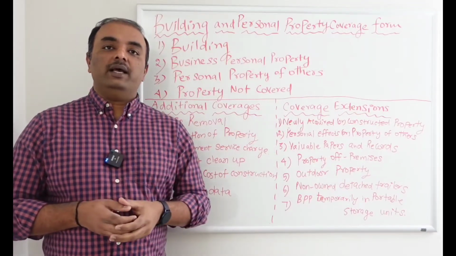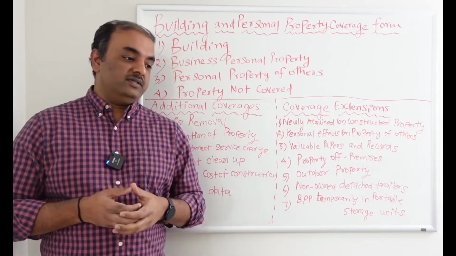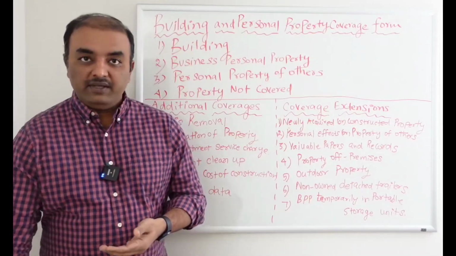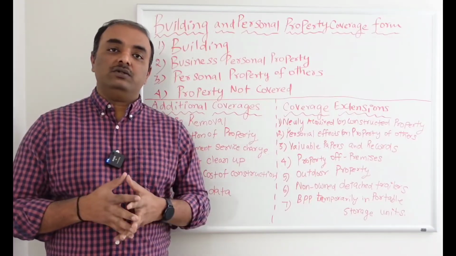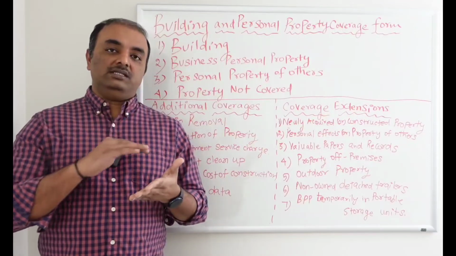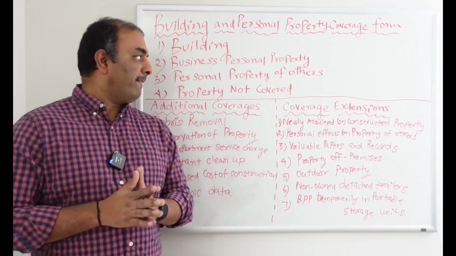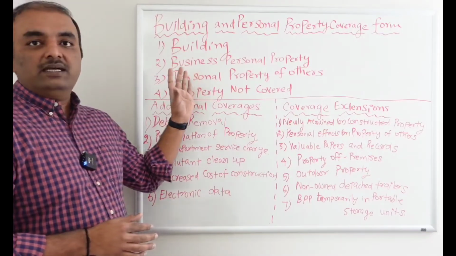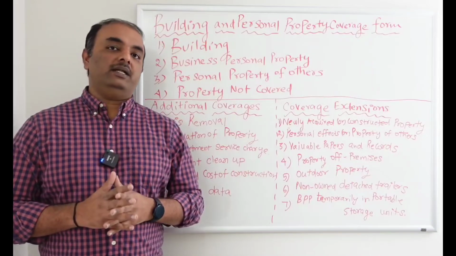Or there could be property that is not even eligible for covering, like if there are structures beneath the basement which have no possibility of loss, then those will not be covered. So we do list properties that are not covered to make sure we are on the same page. So pretty much these are the properties that are covered under building and personal property coverage.